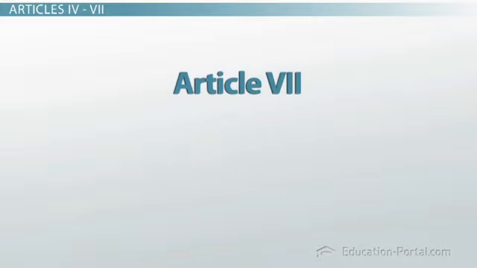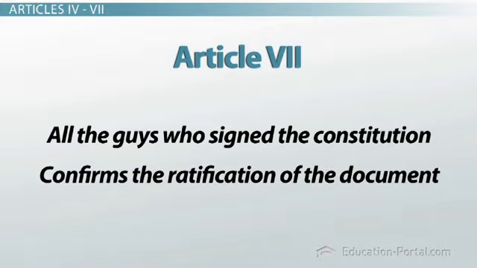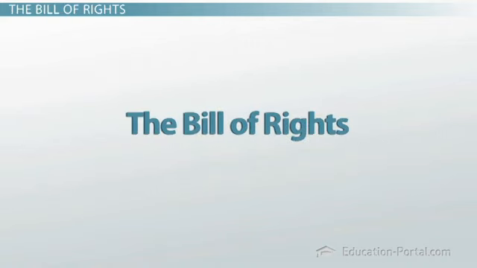Article 7, it's just names. It's just all the guys who signed the Constitution. It just confirms the ratification of the document. Next, the Bill of Rights.